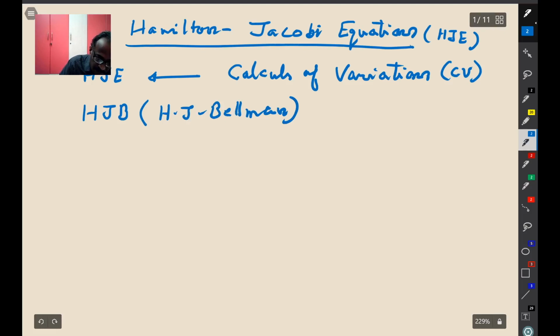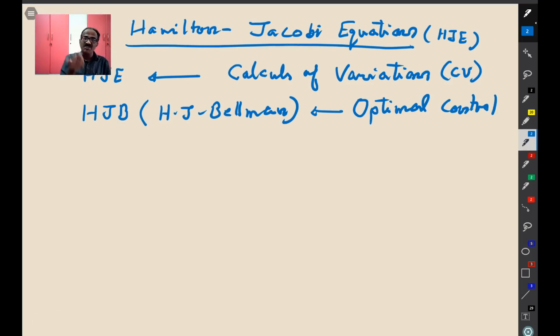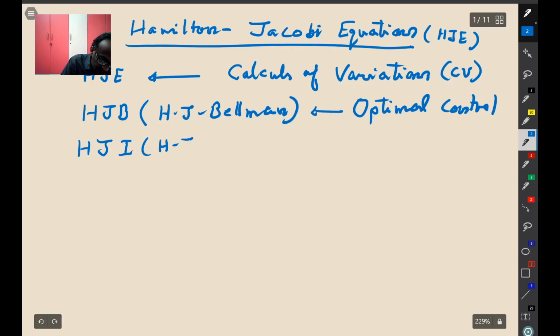And this comes from what are called optimal control problems. As I said, calculus of variations minimizes trajectories, but in optimal control, the trajectories are determined by the control. So you apply control and the trajectories are designed, or you can change the trajectories based on the optimal. So it's a kind of one-player game, and there is a much more general notion called Hamilton-Jacobi-Isaacs equations.